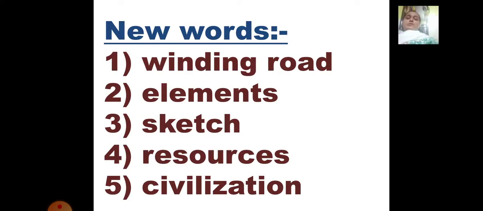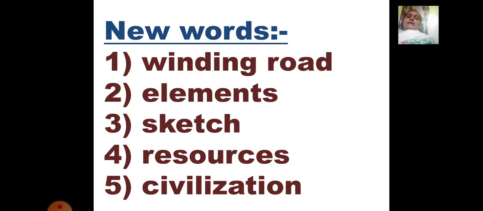The first word is winding road. Winding road means a road with lots of twists and turns. A zigzag type of road is known as a winding road. Not a straight road but a road which has many turns is known as a winding road.